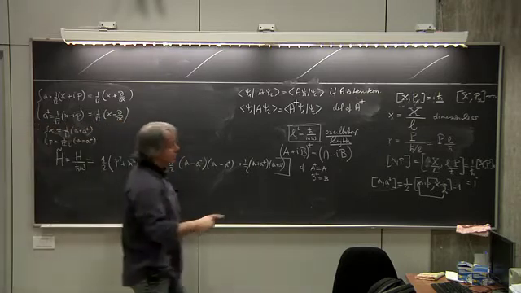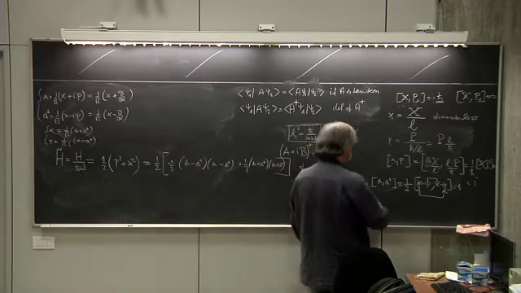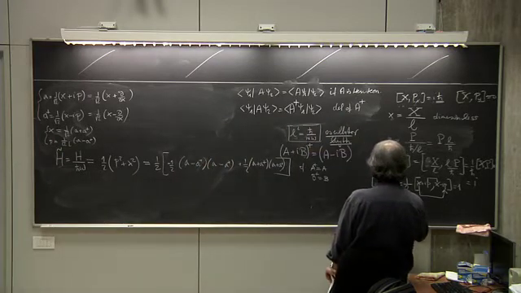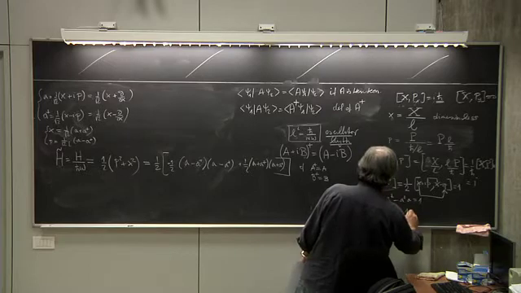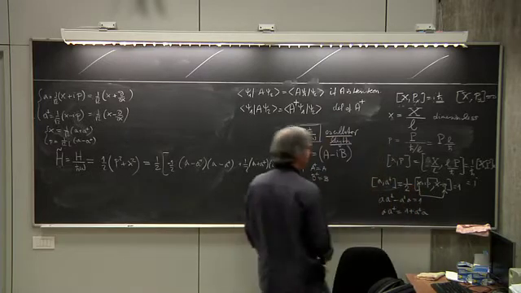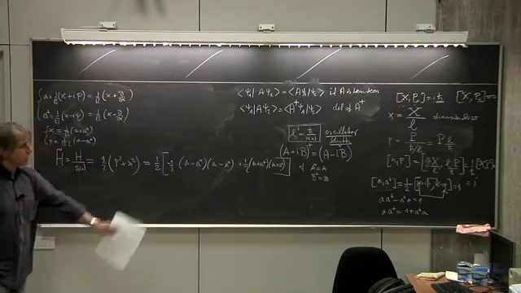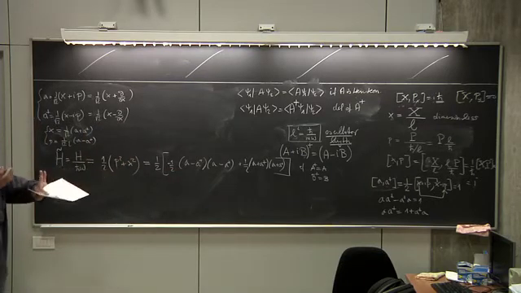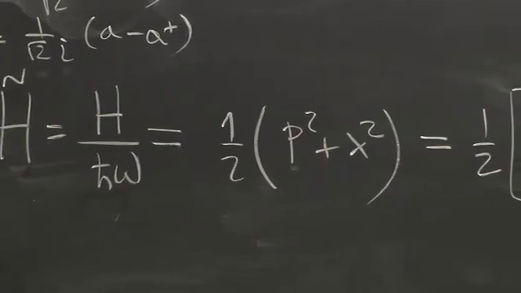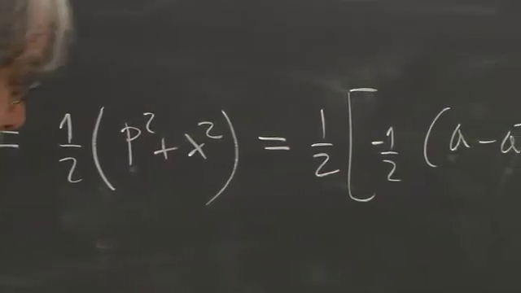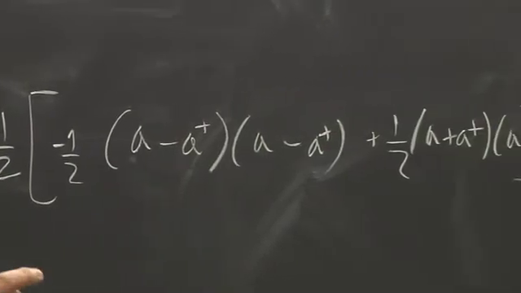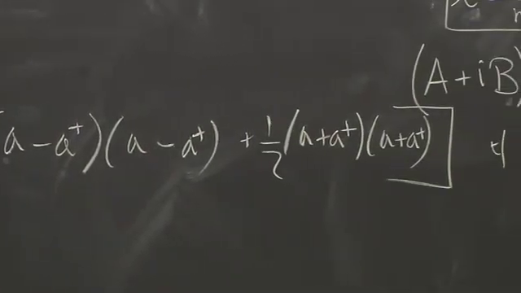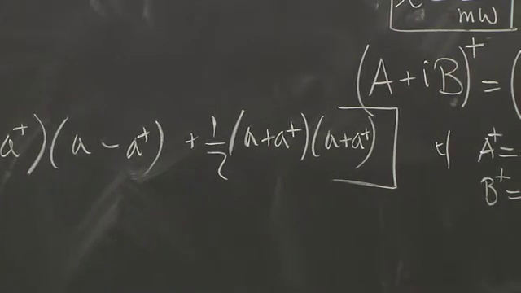But the order is somehow, I mean, you can move them if you remember that a a dagger minus a dagger a is equal to 1. Therefore, a a dagger, for instance, is equal to 1 plus a dagger a. So you can always use that relationship to write one order in terms of the other, depending on which one is more convenient to you. Okay? Now, I want to be quick here, unless you tell me, no, please, we never understand this.